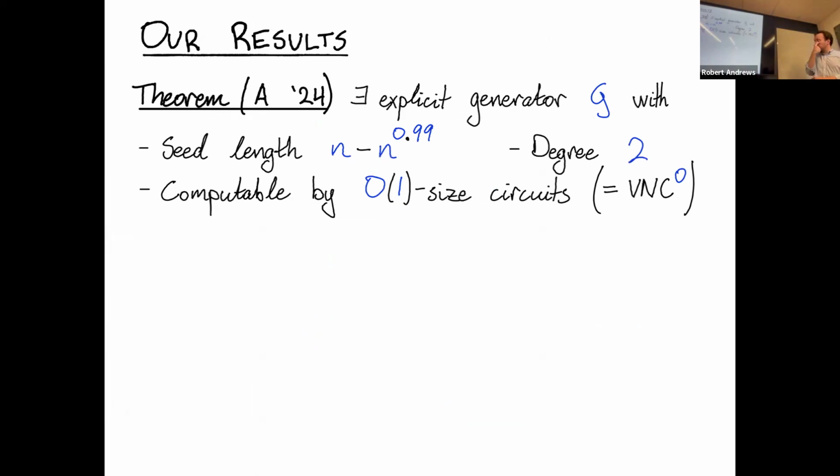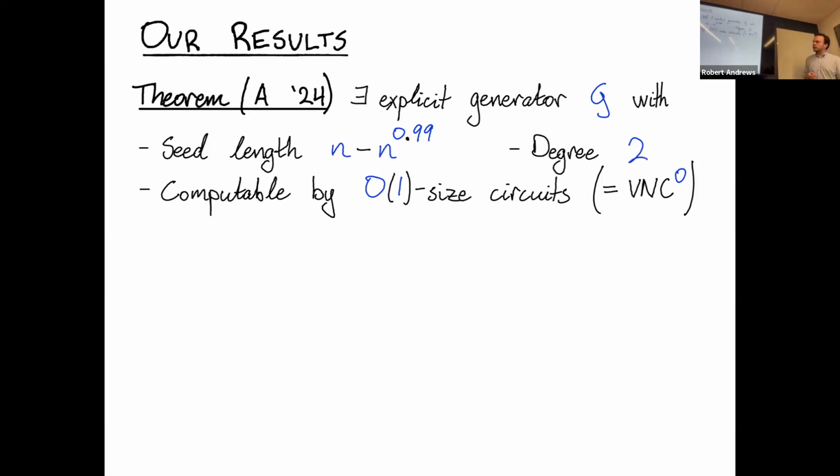This seed length is not great, but the other parameters are great, which is, it gets degree 2. You can't do anything interesting with a degree 1 generator. This is basically just some change of coordinates in the polynomial. So degree 2 is the best you could hope for. And it's computable by constant size circuits. Families of polynomials that are computable by constant size circuits form a complexity class called VNC0. It's just algebraic NC0. So that's the VNC0 in the title.